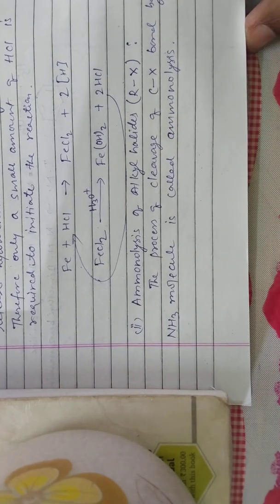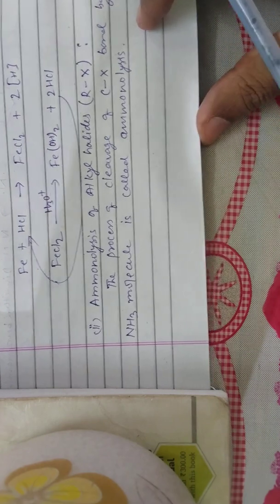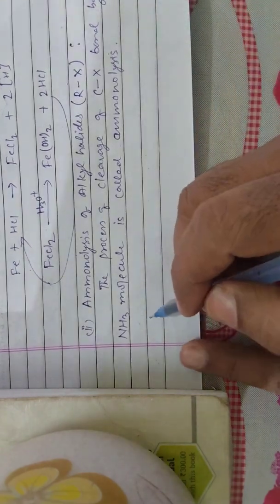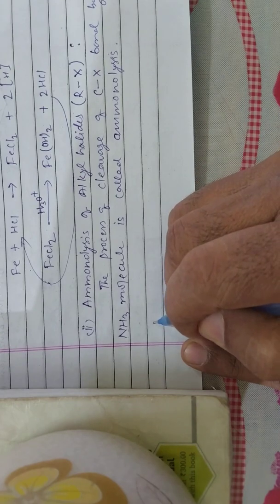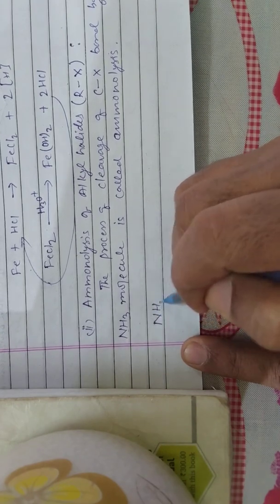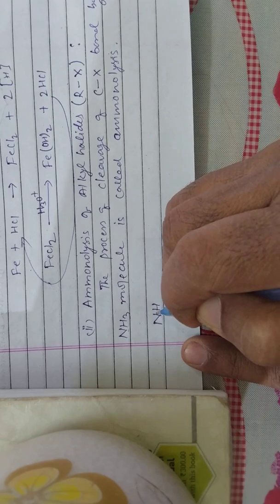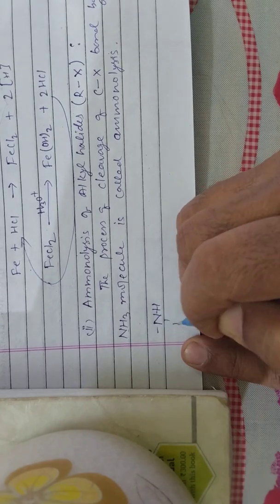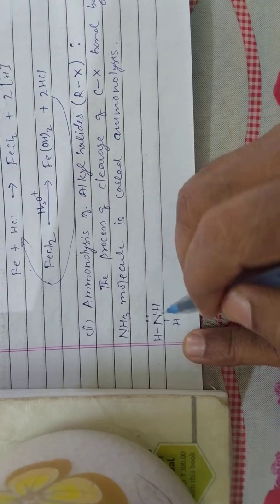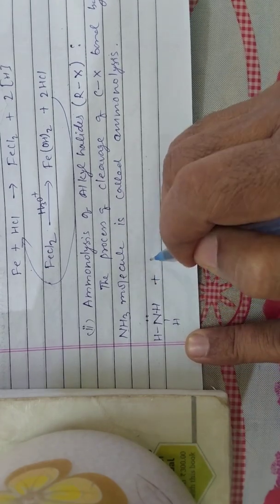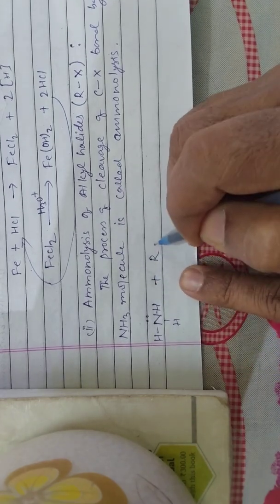Okay. So here you see we have NH3, ammonia molecule. We will see step by step. Here ammonia reacts with any alkyl halide RX.